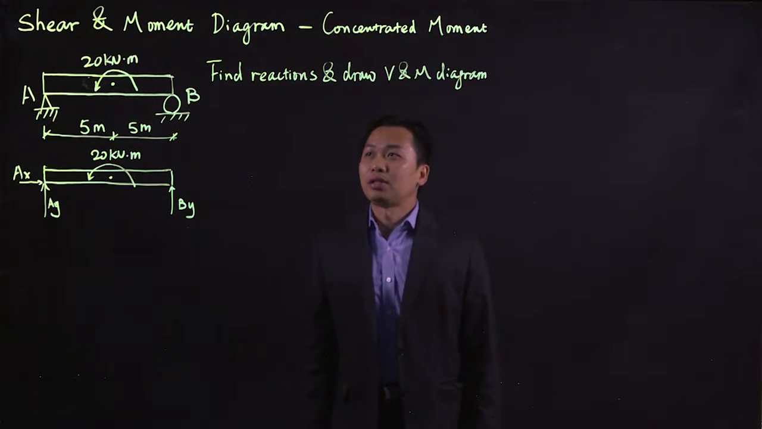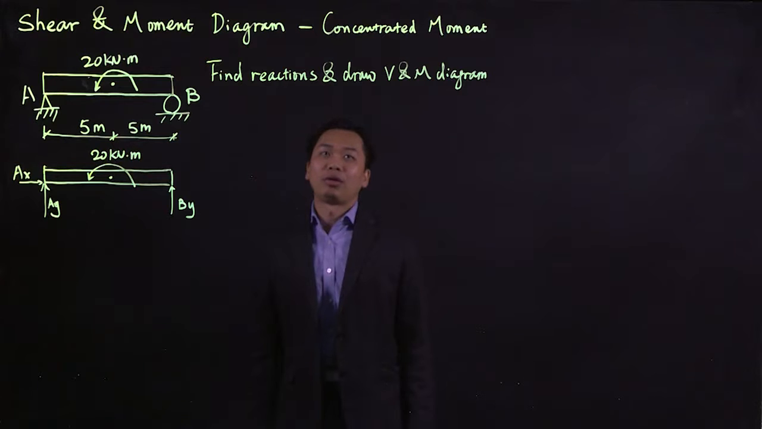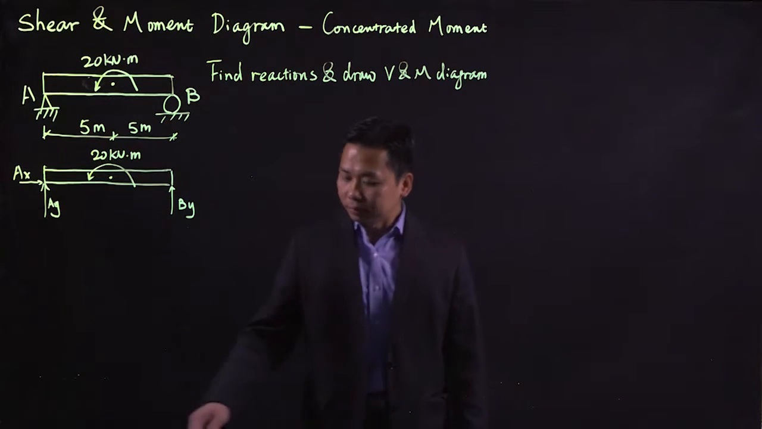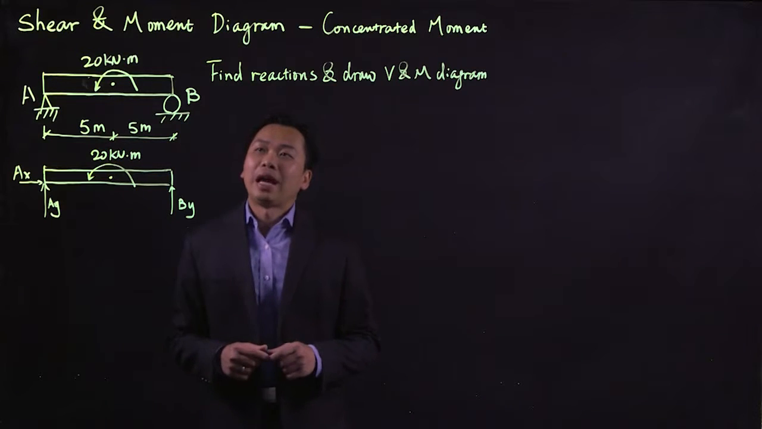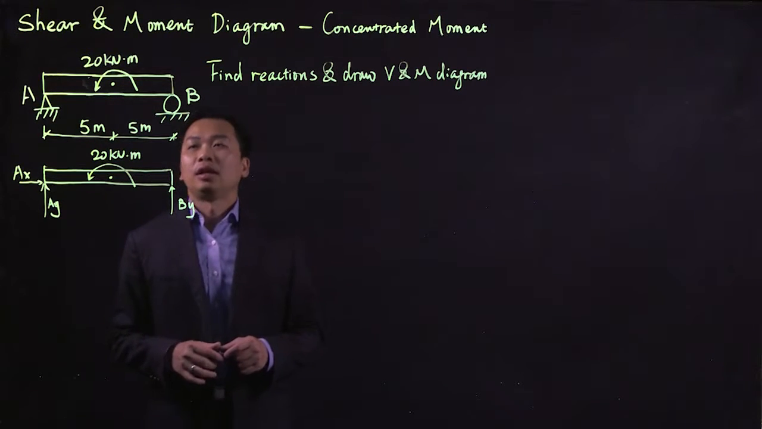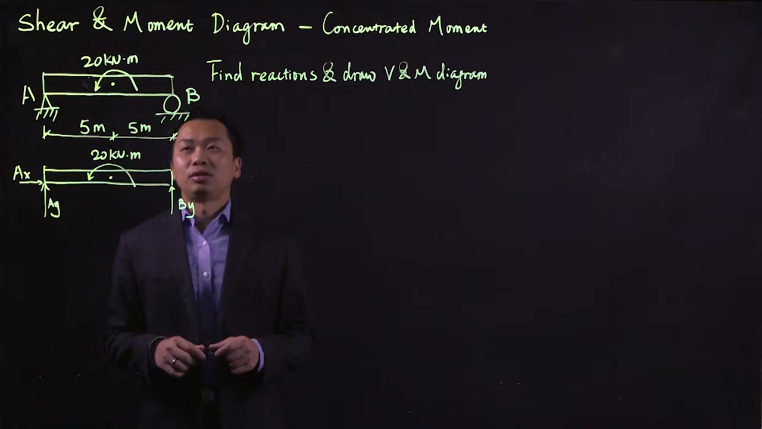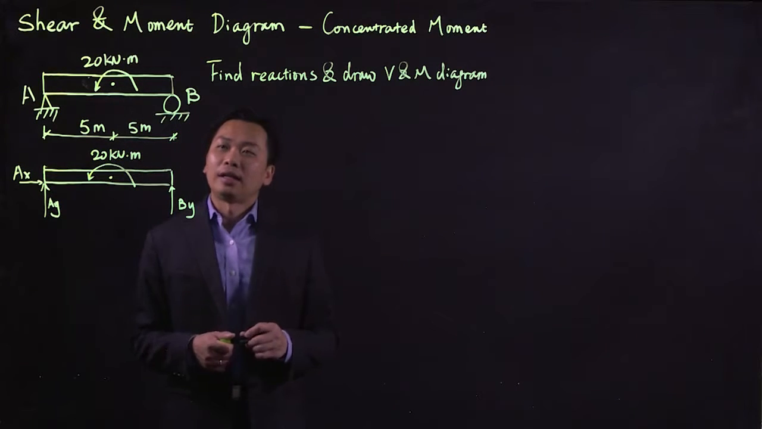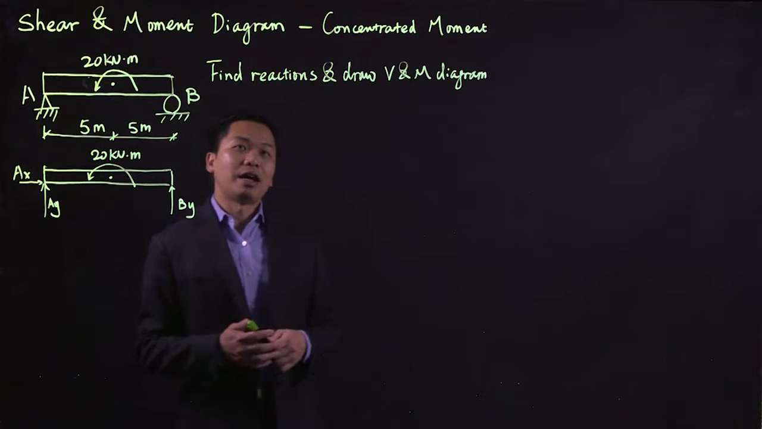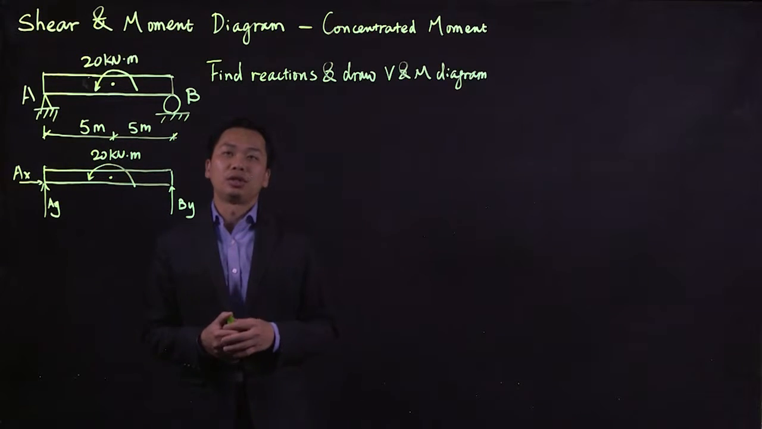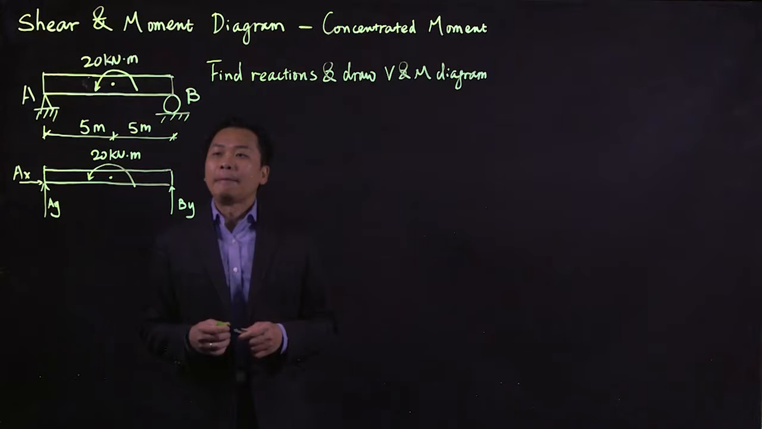And today we're going to talk about the shear and moment diagram under concentrated moment. And here is the simply supported beam. We have a concentrated moment, counterclockwise, 20 kilonewton meters, acting in the middle of the beam. And we're trying to find the reactions and draw the moment and shear diagrams for this beam.